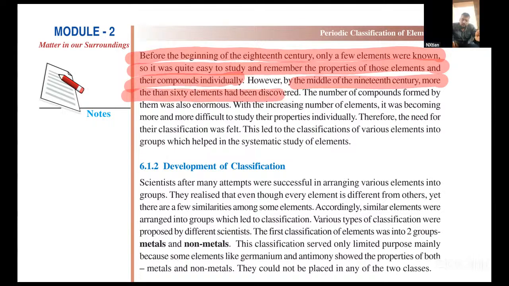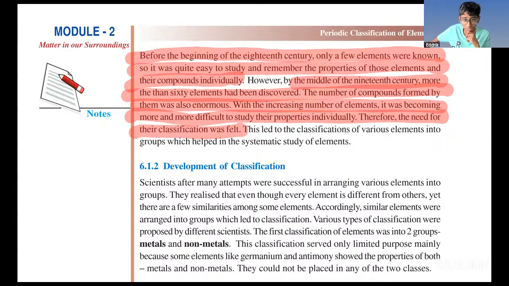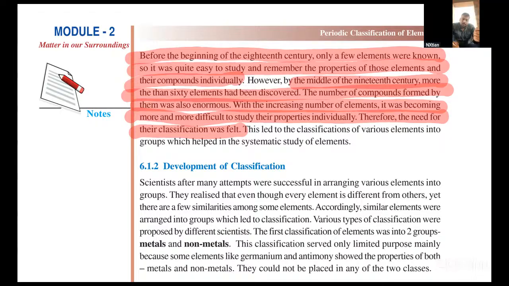Yeah, so just basically, let me complete. With the increasing number of elements, it has become much more difficult to study their properties individually. That's why classification is important. Basically, before the 18th century, only 34 elements were known.